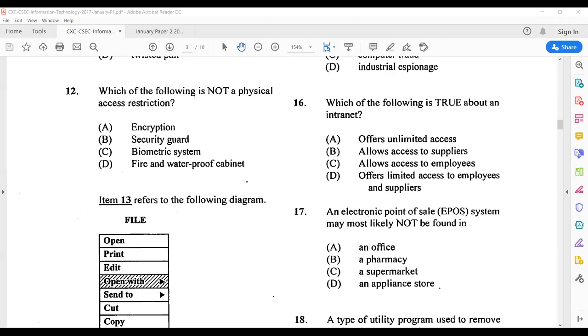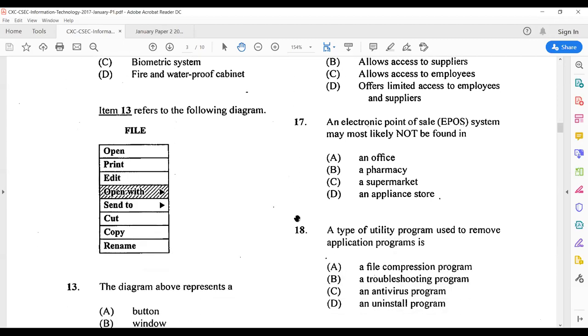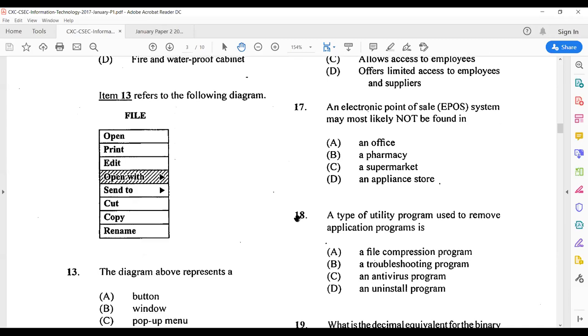All right, let's move on to 17. An electronic point of sale system may most likely not be found in an office, pharmacy, supermarket, or appliance store. So when they say office, right, what kind of office do you mean? Right, so this is the thing, right? You have to try your best to interpret based on the question. So if you're given this in an exam, which answer would you choose? Just based on you reading it and your interpretation.